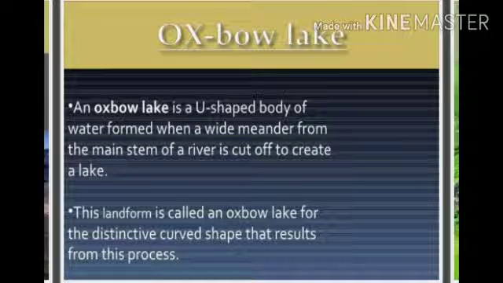An oxbow lake is a U-shaped body of water formed when a wide meander from the main stream of a river is cut off to create a lake. This landform is called an oxbow lake for the distinctive curved shape that results from this process.